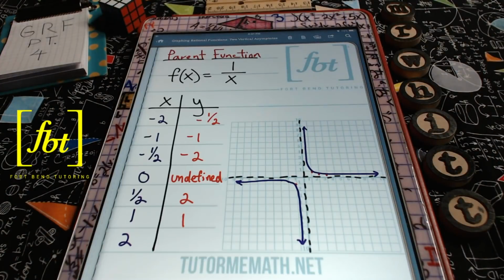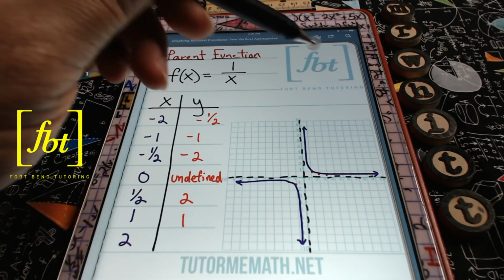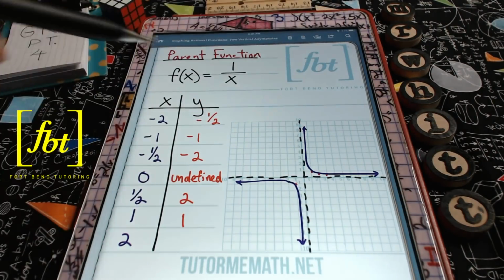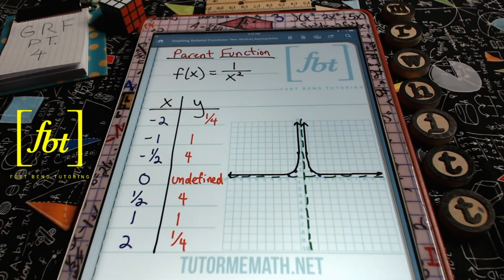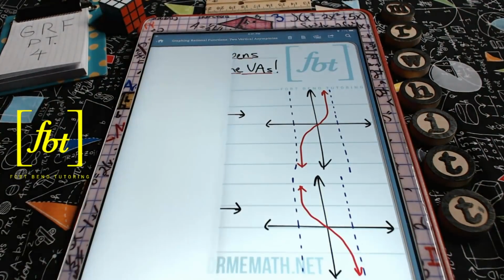Let's continue. Here you'll see the parent function for a rational function in the form of 1 over x. So you should have an idea that most of your rational functions, especially your common ones, will have this form. And here is the parent function of 1 over x squared when you have a quadratic function in the denominator. So those are two parent functions of rational functions that you should be familiar with.